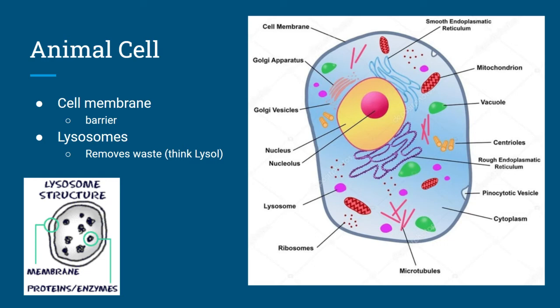Animal cells also have lysosomes, which clean the cell and get rid of waste. I like to remember lysosomes as Lysol because they clean things. Lysosomes contain enzymes that will break down materials that the cell will get rid of. Plants use their vacuole to get rid of waste since they don't have lysosomes.